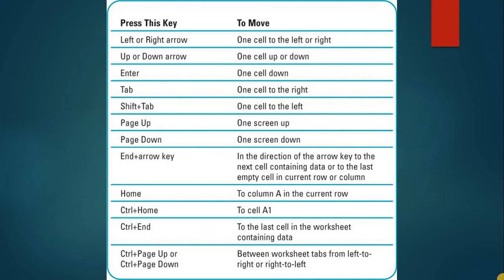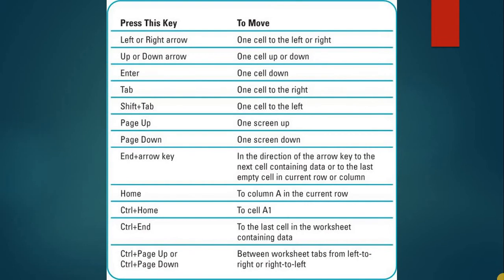Page up and page down keys are used to move one screen up or one screen down. End plus arrow key is used to move in the direction of the arrow key to the next cell containing data or move to the last empty cell in the current row or column. For example, End plus right arrow key is used to move to the next cell containing data towards the right or move to the last empty cell in the current row.